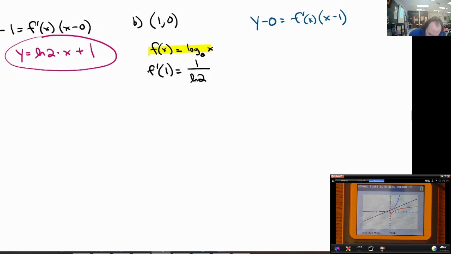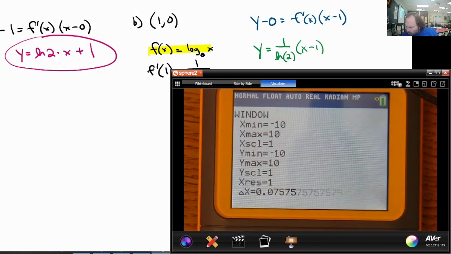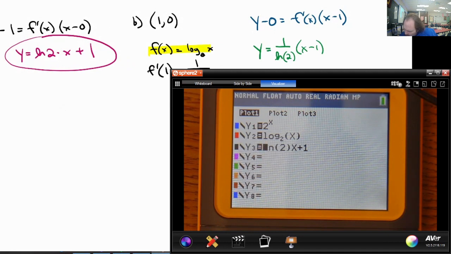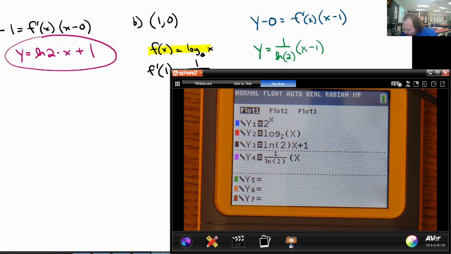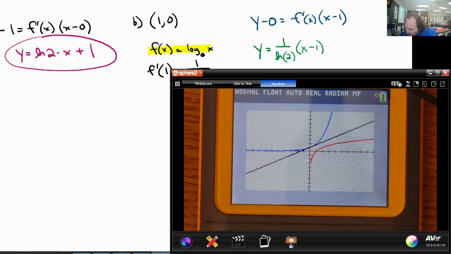So if we clean up, I'm just going to try it. Let's get rid of the minus 0. Let's replace the slope with 1 over natural log of 2 times x minus 1. I'm just going to go to the calculator really quick and graph this and see if it works. So that is for the slope 1 over the natural log of 2 times, in parentheses, x minus 1. I think this should work. I'm just going to watch it come through here. Come on, buddy. Oh, there she goes. Look at that. Beautiful. Amazing.